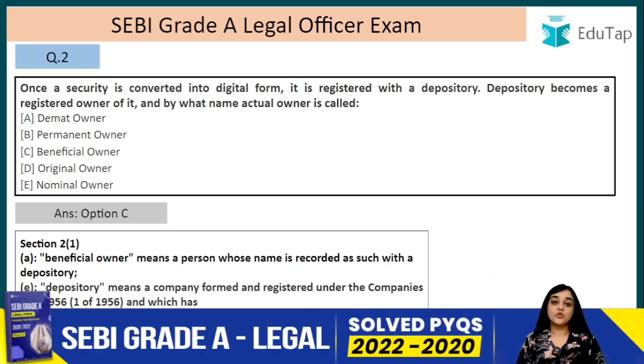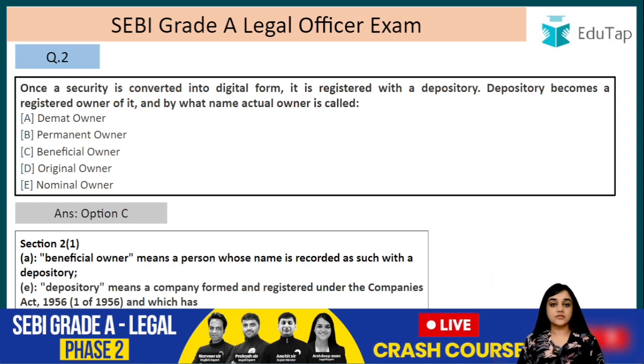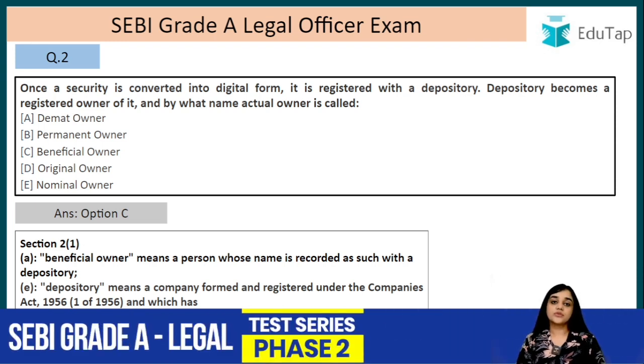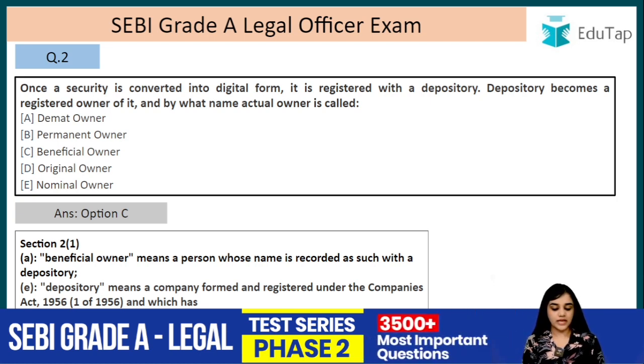And the last one, who is a beneficial owner? He is the actual owner, right? So the one who has deposited his securities with the depository is known as what? He is known as the beneficial owner. He is the true owner of those securities. Now let's read it, it will be more clear to you. Beneficial owner means a person whose name is recorded as such with the depository.